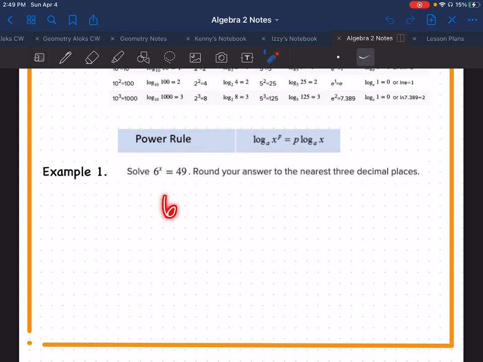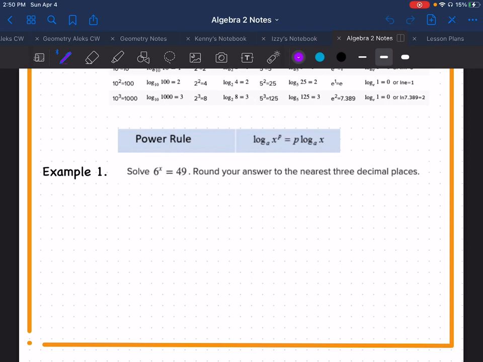6 squared is 36, but once I put 6 to the third power in, I'm going to notice that I have much, much more than 49. And so what we're going to do is we're going to take the log or the natural log of both sides, and that's going to help us find the value of x. We are going to go ahead and round our answer to the nearest 3 decimal places.